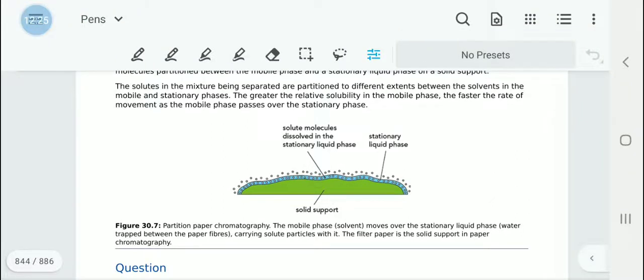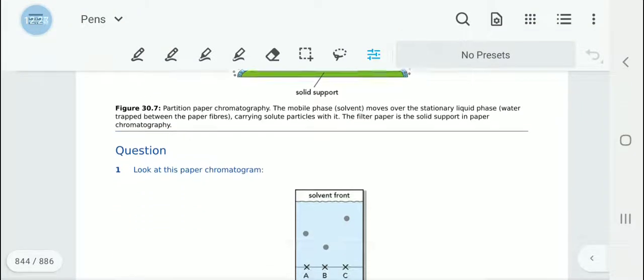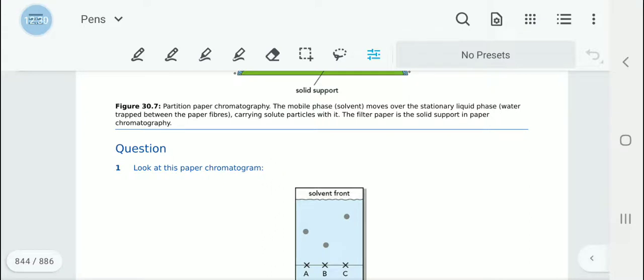Please draw this and see if you can answer question number 1. If you have any doubts, please let me know.